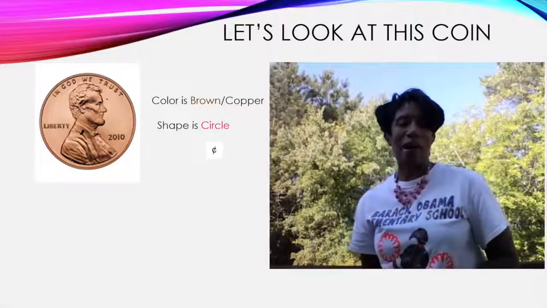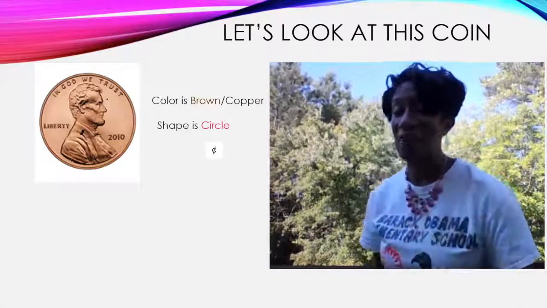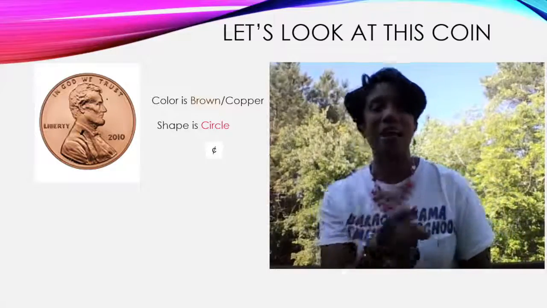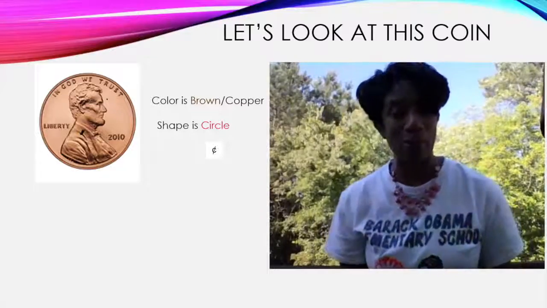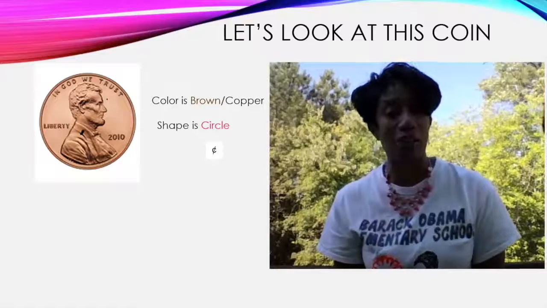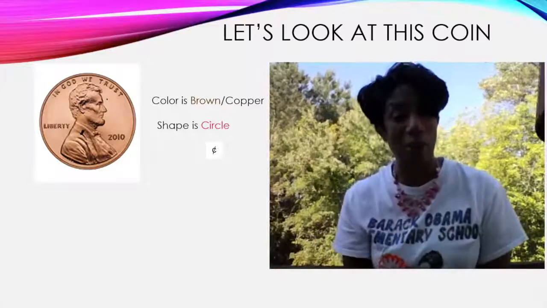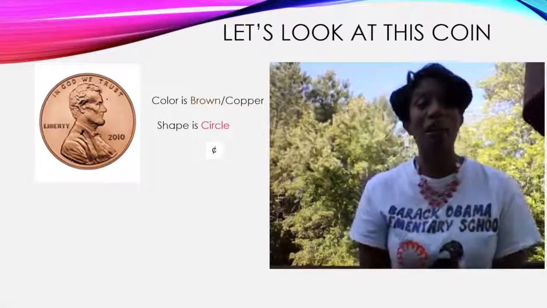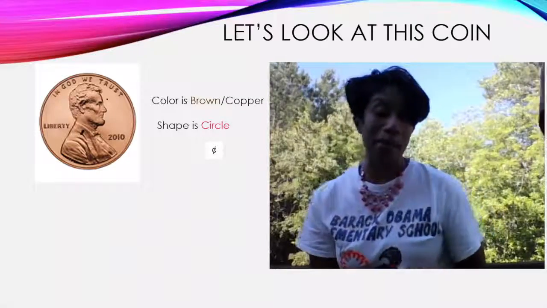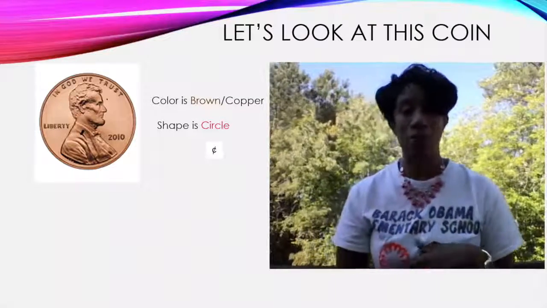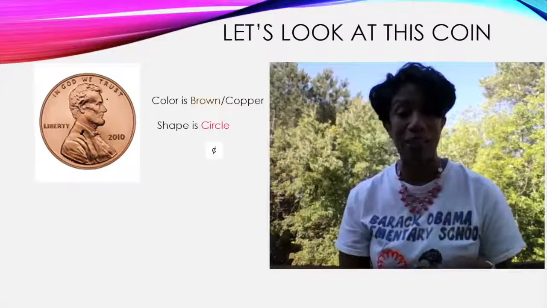What else do you know about it? It's in the shape of a circle, or it's round. Now, that's an attribute that's the same as most of the other coins because they are all circular or round. So, right now we know that the penny is brown and it's round, like a circle.